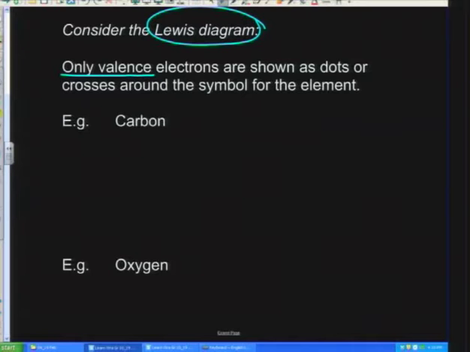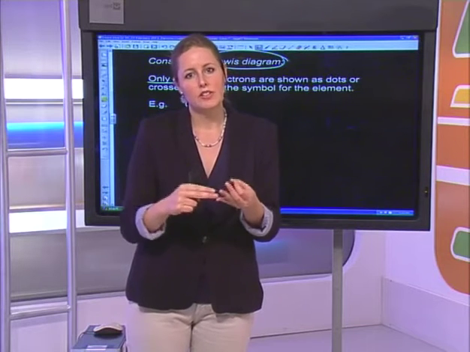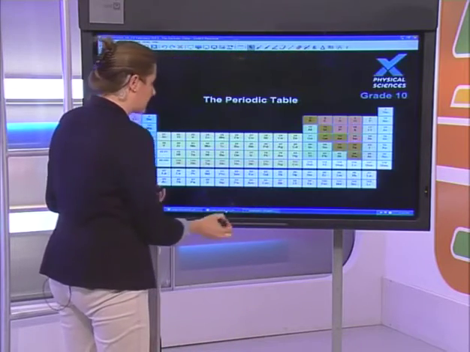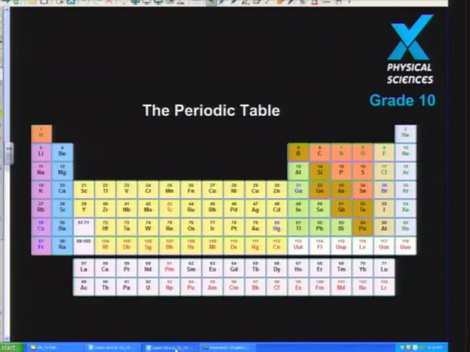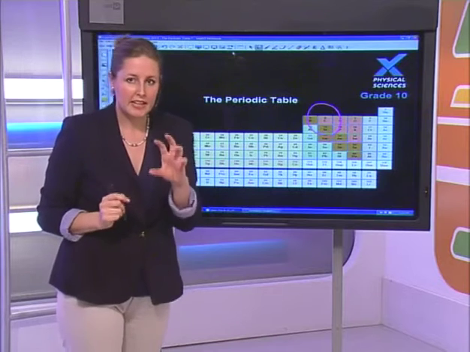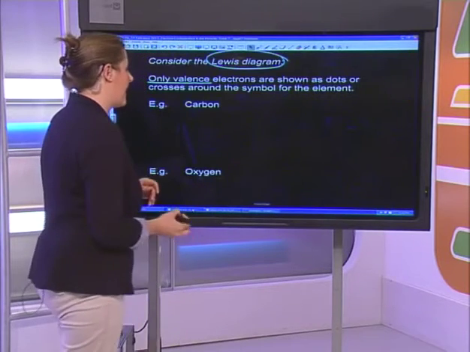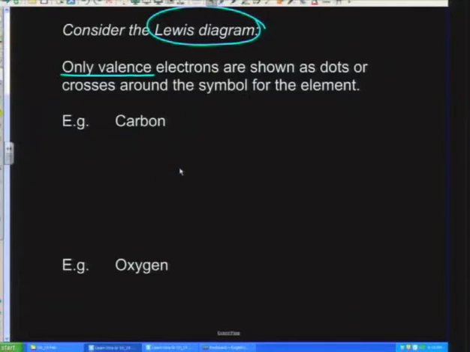Let's consider carbon. You're going to need to know how many protons carbon has so that you can work out how many electrons carbon has. So I've got a periodic table. Let's reference it quickly. Find carbon. Carbon is over here, number 6. That 6 is the atomic number or the number of protons. So we can go back and write carbon and note it has 6.